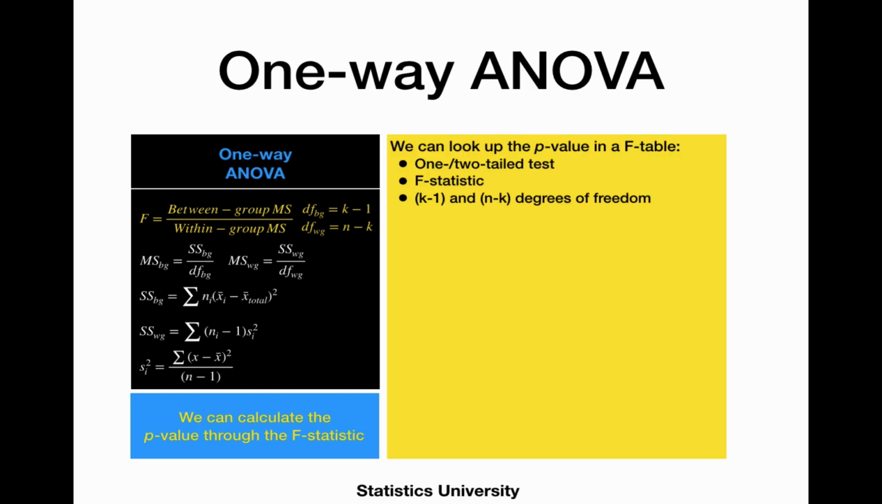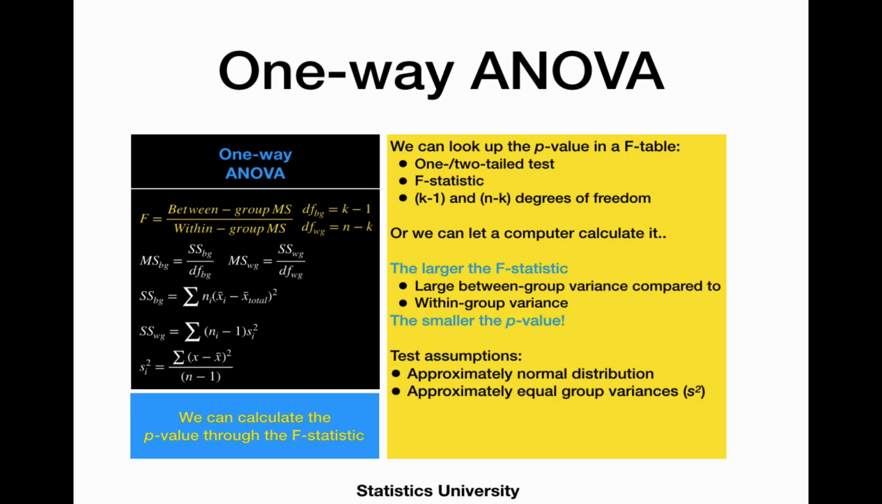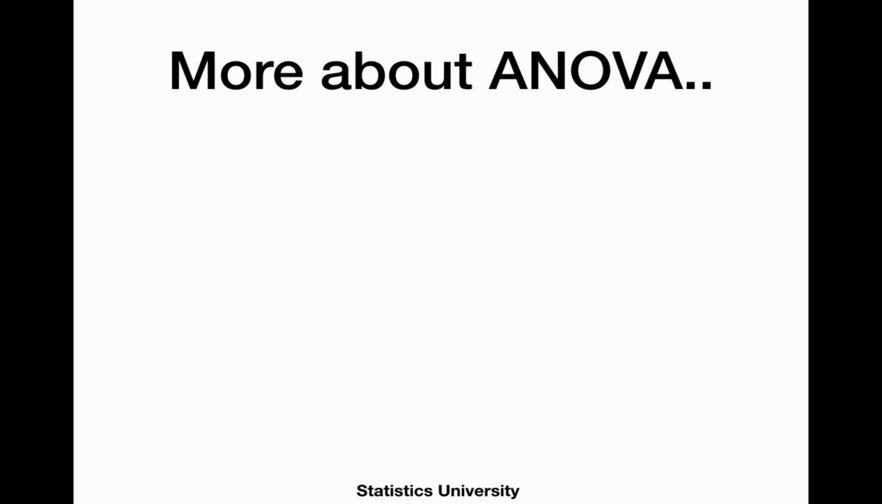So we can look up the p-value in an F table by choosing a one or two-tailed test, the F statistic, and k minus 1 and n minus k degrees of freedom. Or of course we can let the computer do the hard work. And also here applies the larger the F statistic, the smaller the p-value, because that means we have a large between group variance compared to the within group variance. And it's assumed that the data are normally distributed and the group variances are approximately equal.